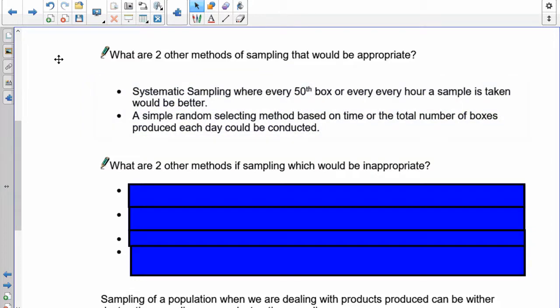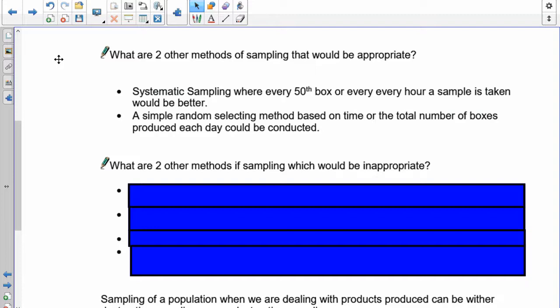Well, one of them would be systematic, and that would be a very good one to use because every 50th box, or maybe every hour, a sample is taken on time. These types of sampling methods would guarantee that you're going to be doing sampling throughout the whole production line, throughout the whole day.